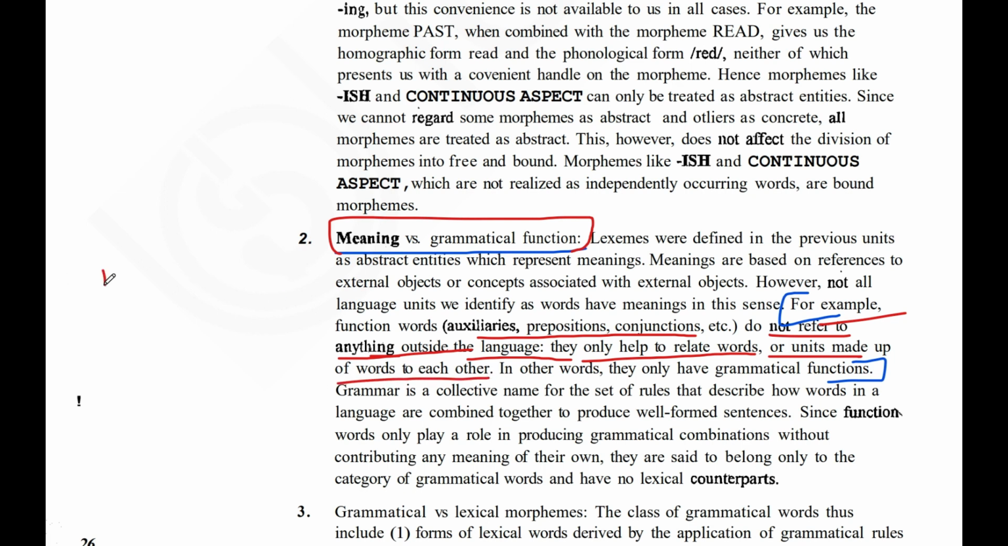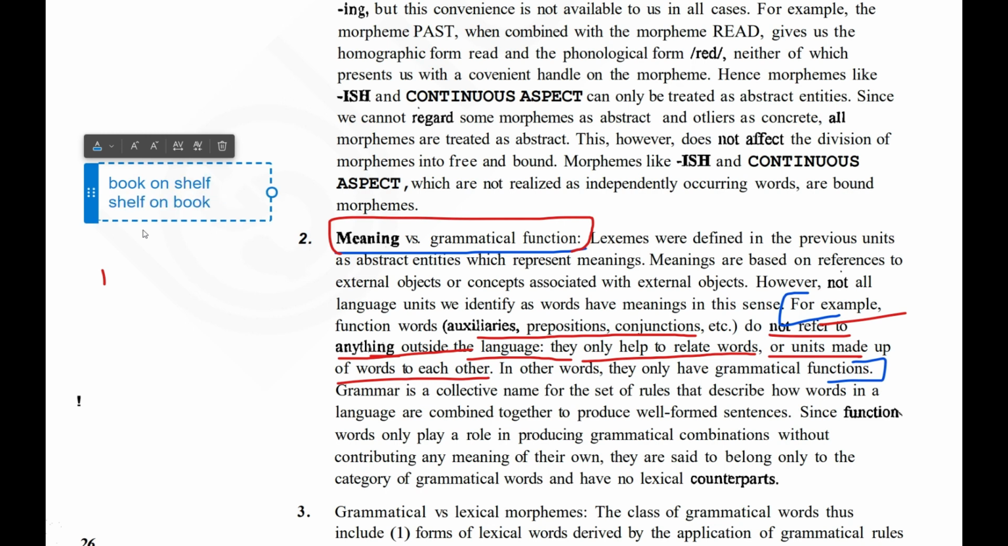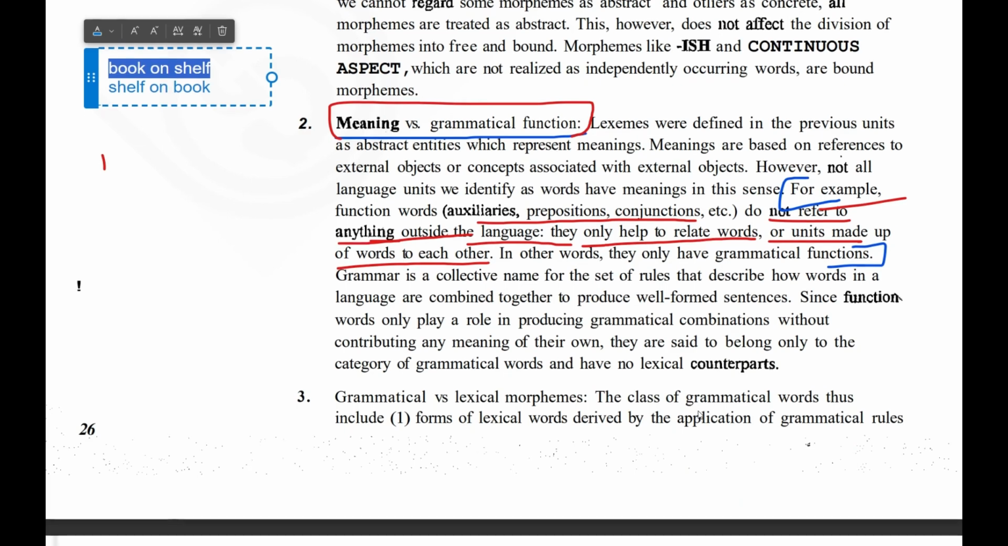When I say book on shelf, then it is talking about the relationship between the book and the shelf. But if I say shelf on book, then what do you imagine? So there is a book and on top of the book there is a shelf. It is changing the meaning of this sentence entirely. Book on shelf and shelf on book, they are entirely two different meanings. So then these auxiliaries or prepositions or conjunctions, they are just helping you to understand what's going on in this sentence, but they themselves do not hold that much of a meaning.